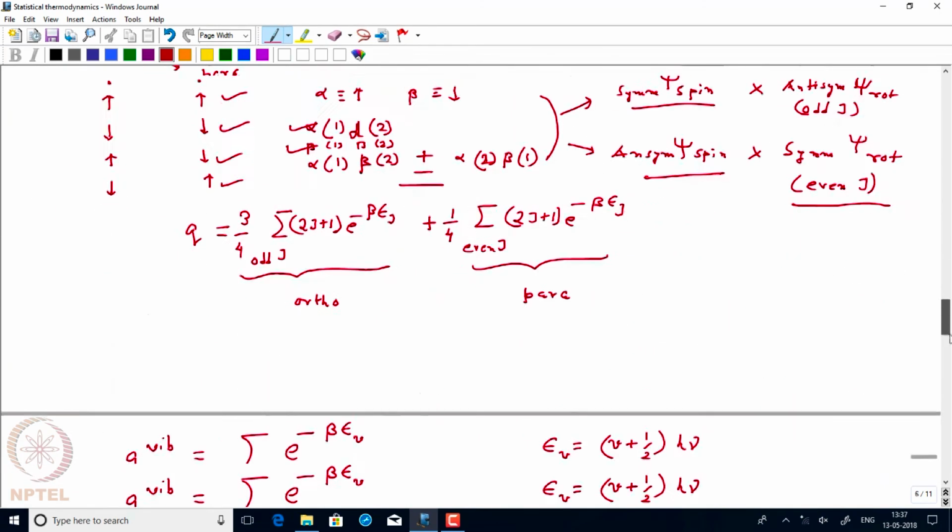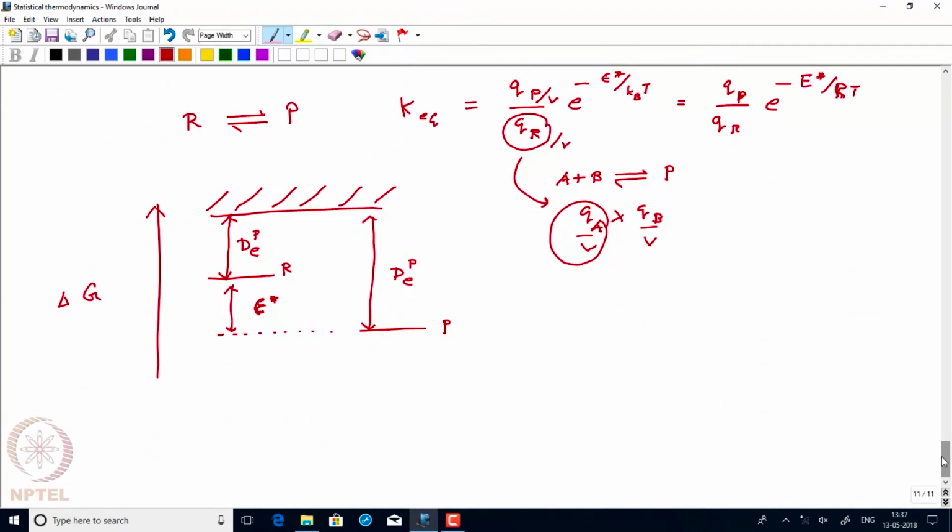But rotation, vibration and electronic degrees of freedom are internal motions, and they do not depend on the volume. So when you write this QA as QA translation, QA rotation, QA vibration and QA electronic, you associate this volume with the translation only, and then you calculate it. Similarly for QB you have to do the same thing. So that's how we calculate the equilibrium constant.